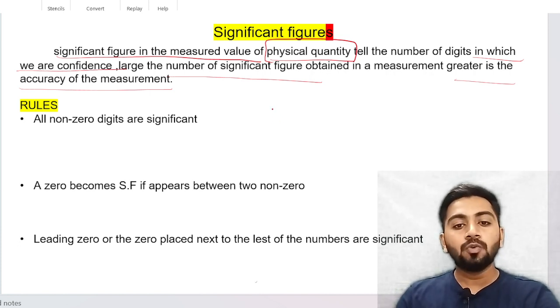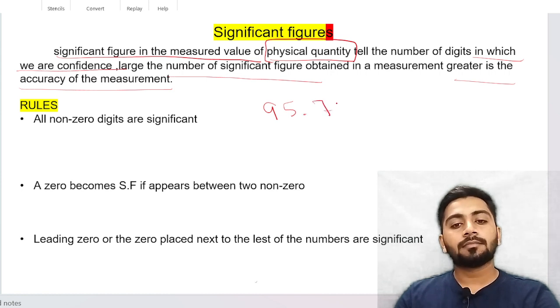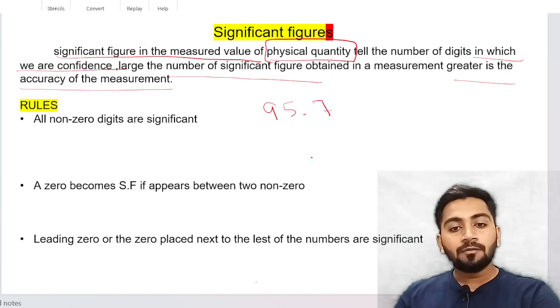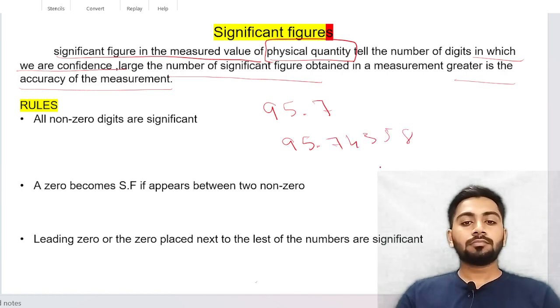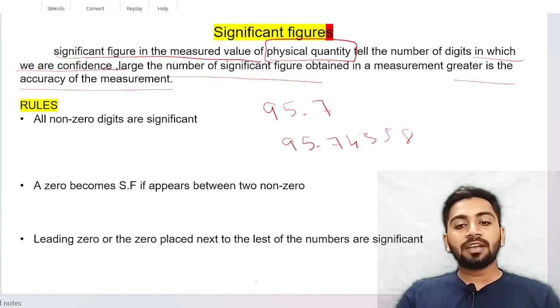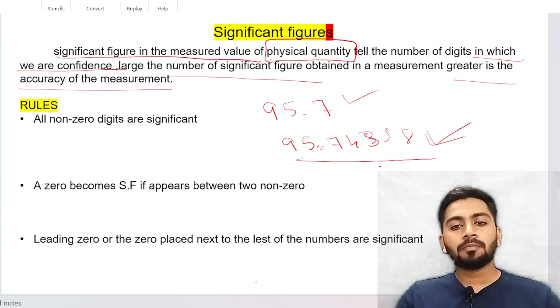You got one value like 95.7, and one more value, 9.54358. Now which one do you feel is the more confident value, this one or this one? Of course, this one, because it has more digits.